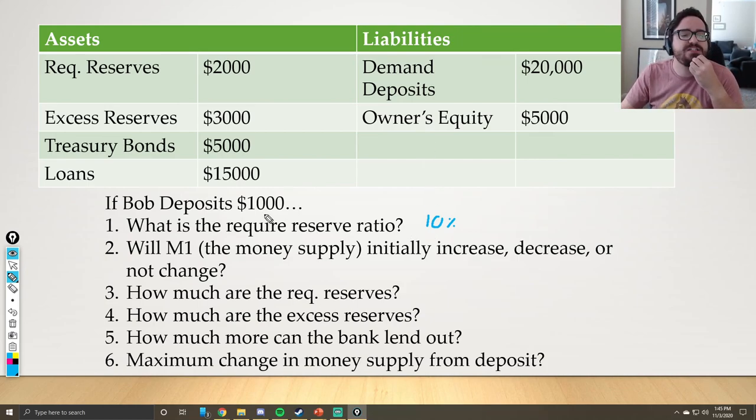If Bob deposits $1,000, will M1 initially increase, decrease, or not change? This is initially. This is not eventually. This is not asking about the multiplier effect. This is just asking what happens to M1.